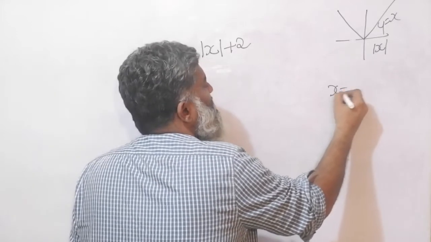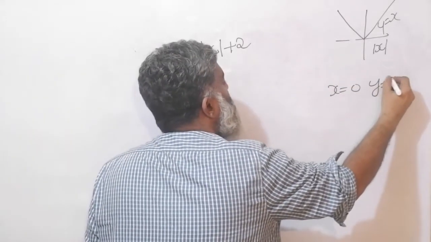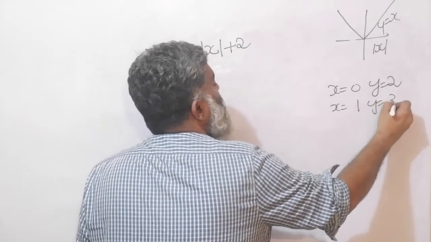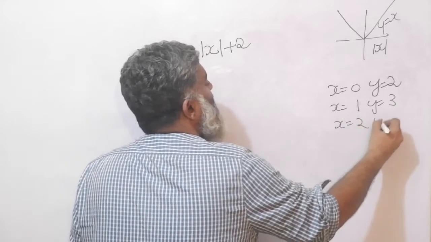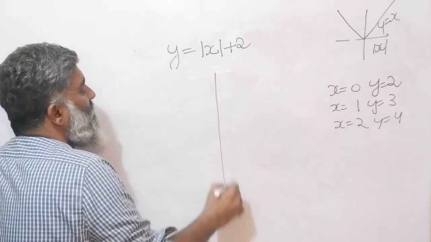So okay, x is 0, y is 2, right? I'm assuming everybody can take that step. X is 1, y is equal to 3. X is 2, y is equal to 4. Good. This should be enough to get me started.